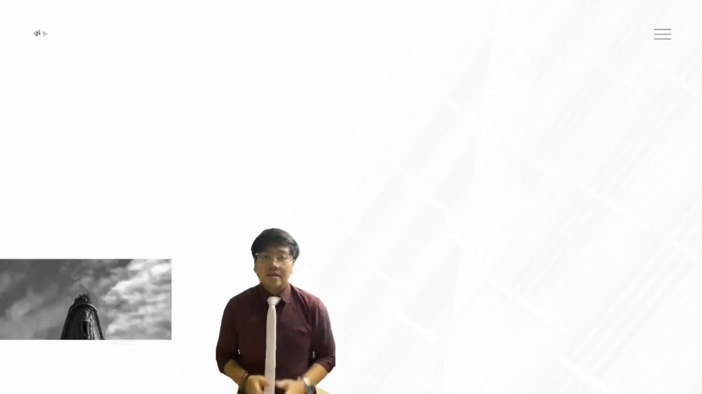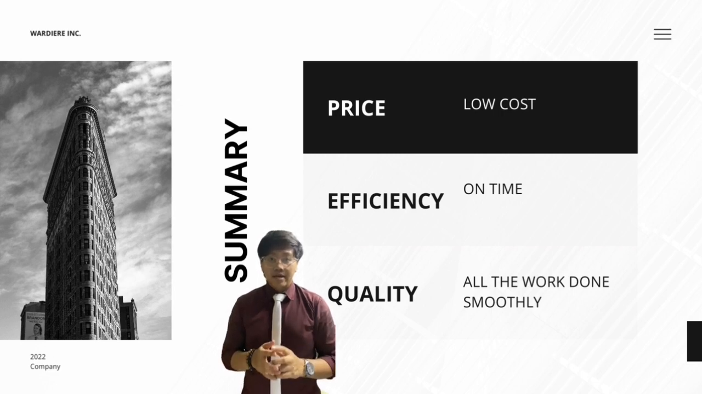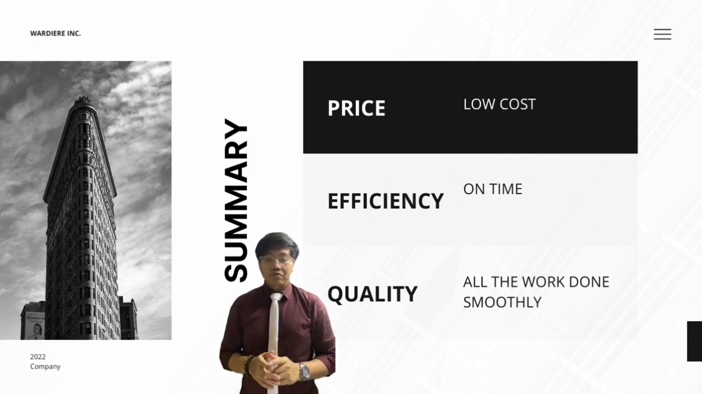In conclusion, our company offers the best opportunity for the construction project based on three things. Price is very reasonable and cheap, and then for the efficiency, of course, our project is going to be completed on time, and then lastly the quality of our project is going to be ensured very well, and the work is going to be done very smoothly.